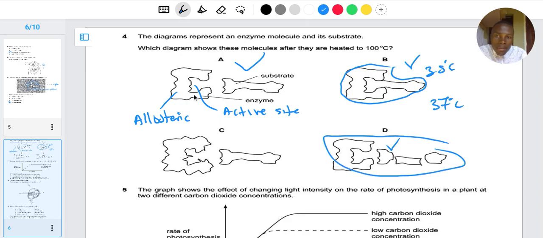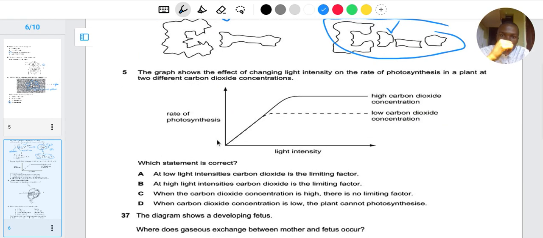From here, once this one has bound to an active site, it is going to form an enzyme-substrate complex, which is this one here, and then the products are going to be formed like this. So this is the normal way the reaction occurs, from here to here and then to here. But as you can see here, there is a change in the active site due to the increase in the temperature. So the active site has changed shape. As a result, the substrate can't bind on this active site. So the answer is going to be C. This is because the enzyme is undergoing denaturation.